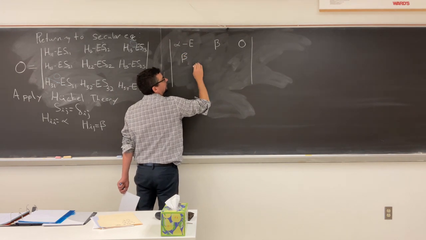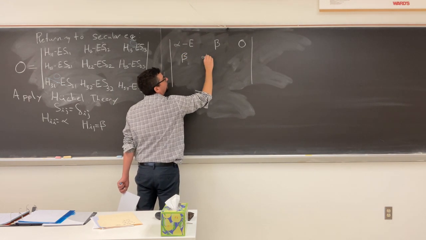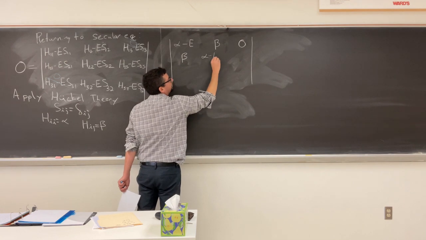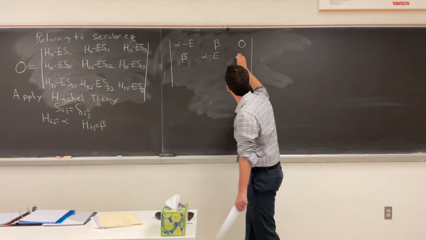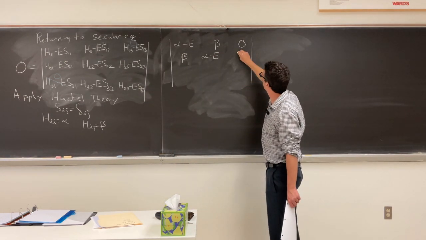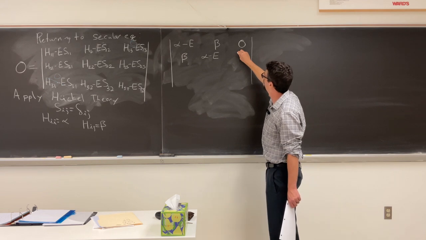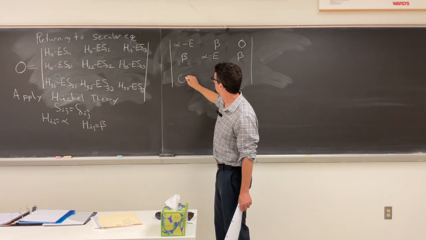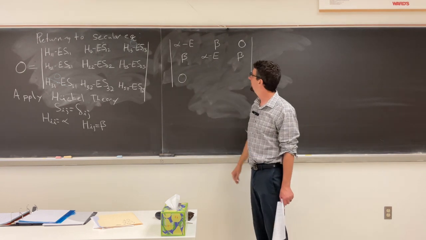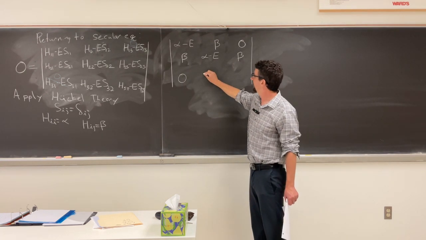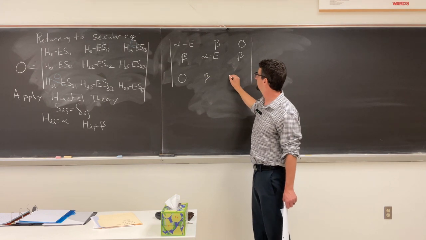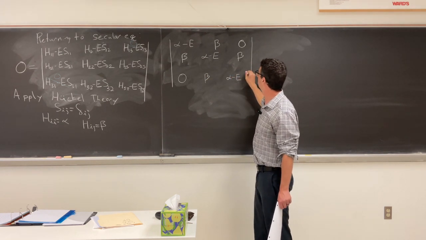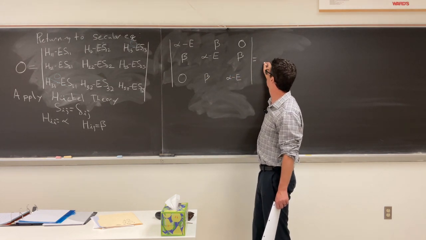What about the one in the middle? Alpha minus what? Yep. And rightmost term for 2, 3? Yep, beta. Now here we said 0, no overlap. This one, beta, yep. This guy, minus E. And what's that all equal to?